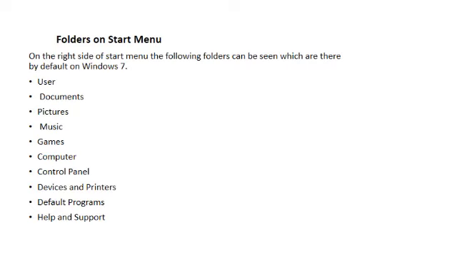Next is Control Panel. It's a facility given by Windows 7 using which you can change the settings like display, accessibility, security, etc. for your computer. Next is Devices and Printers. It's used to view which devices and printers are attached to the computer and how to manage them. Next is Default Programs. It's used to set default programs for internet surfing, emailing, playing music, etc.